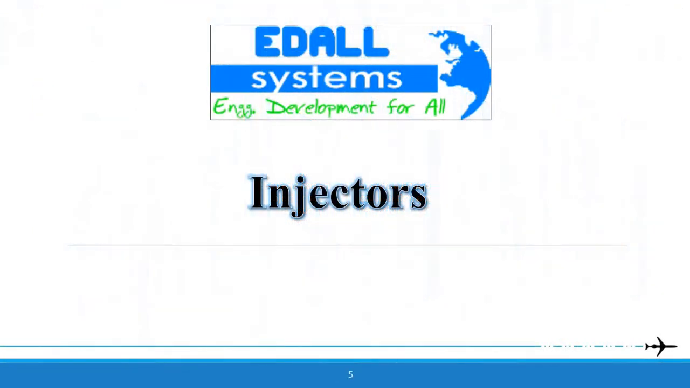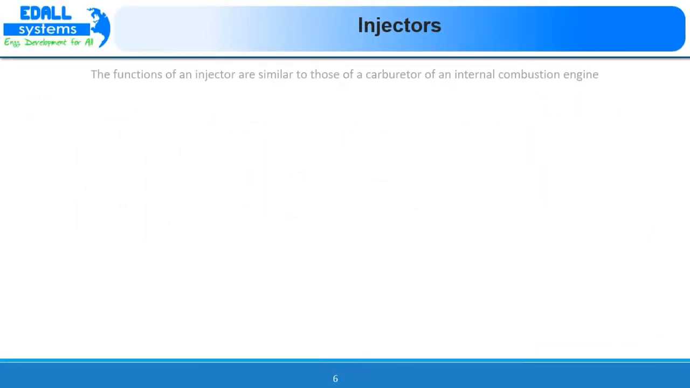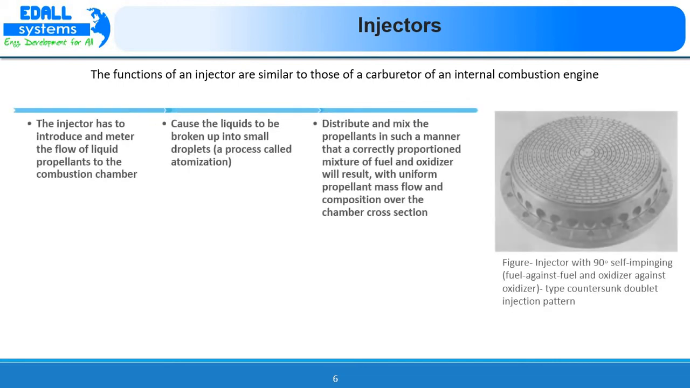Moving on to the injectors, we will first discuss what injectors are. The function of an injector is similar to that of a carburetor of an internal combustion engine. We know that a carburetor is a device that mixes air and fuel for internal combustion engines in an appropriate air-fuel ratio for combustion. The same work is done by the injector in the thrust chamber. It has to meter the propellants, then allow them to flow into the combustion chamber.